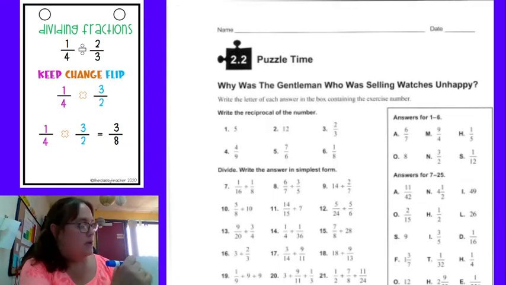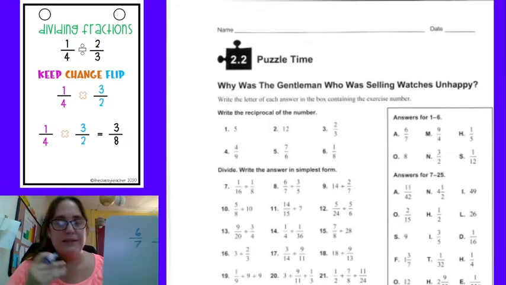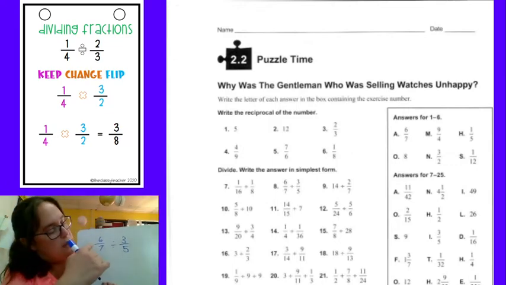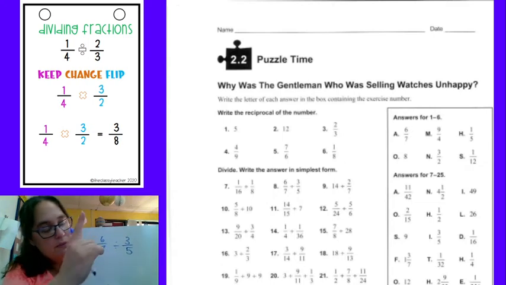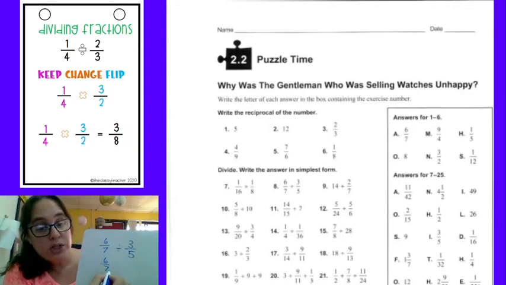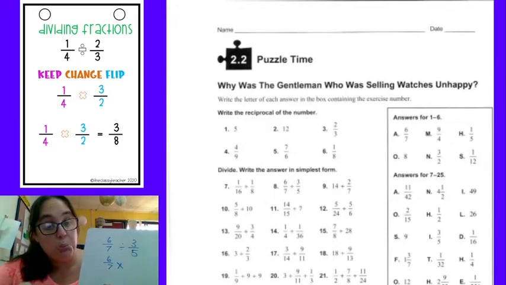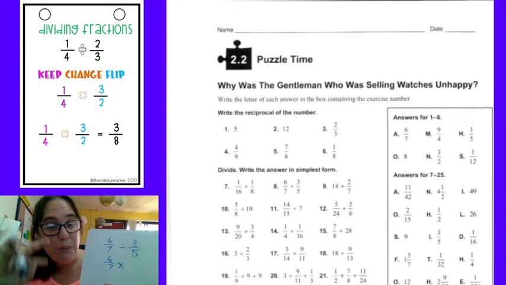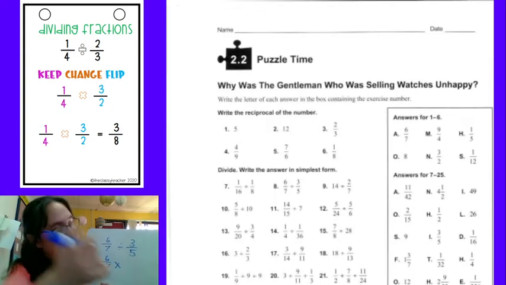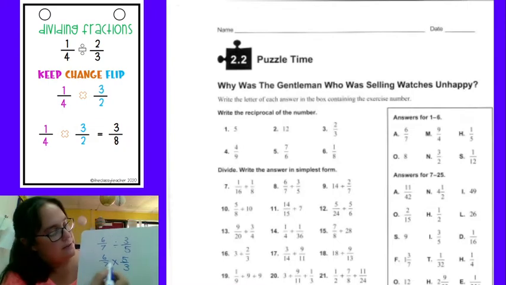Number 8. You've got 6/7 divided by 3/5. I love math because it follows rules and patterns. Look at your rules. Keep. Then you're going to multiply by the reciprocal. Say it with me. You're going to multiply, I didn't hear you, multiply by the reciprocal. So this becomes 5 over 3.